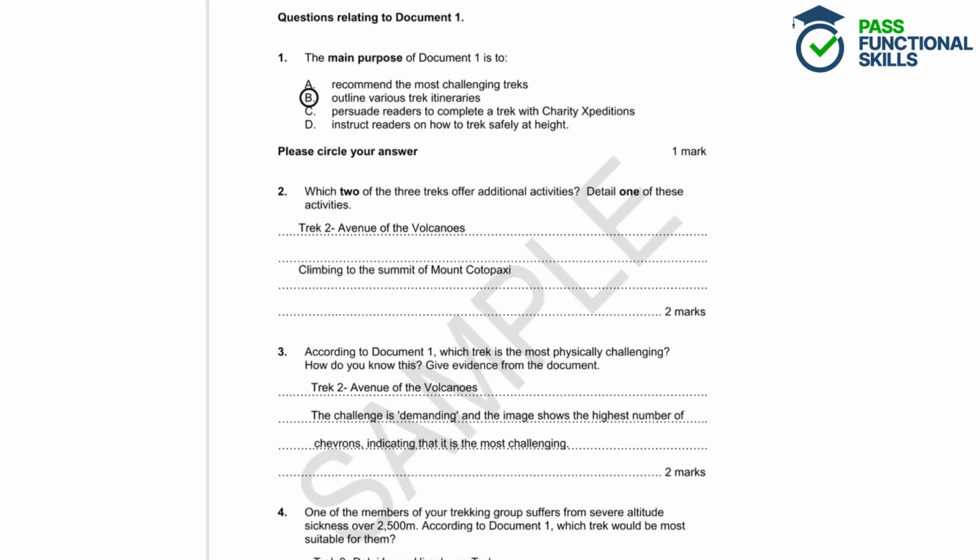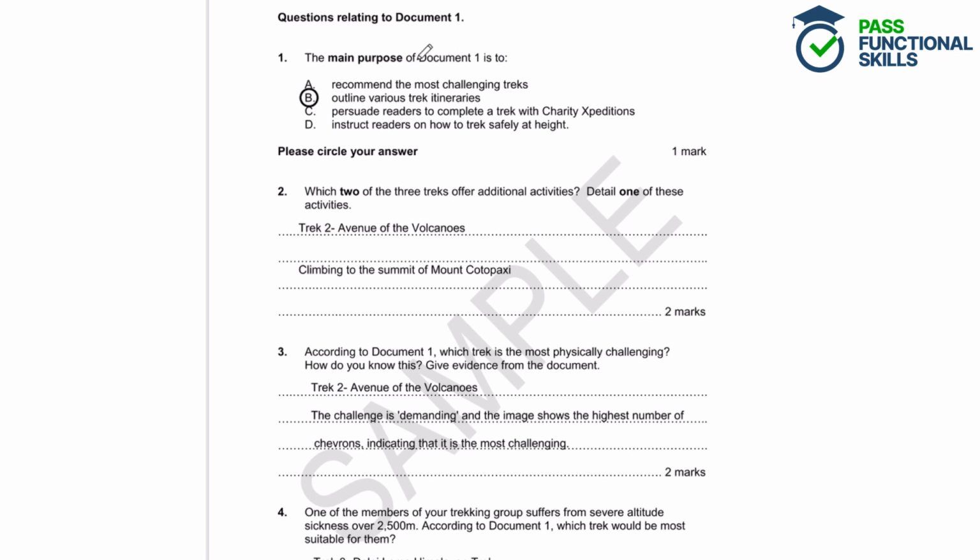Question 1. The main purpose of document 1 is to A. Recommend the most challenging treks, B. Outline various trek itineraries, C. Persuade readers to complete a trek with charity expeditions, or D. Instruct readers on how to trek safely at height.